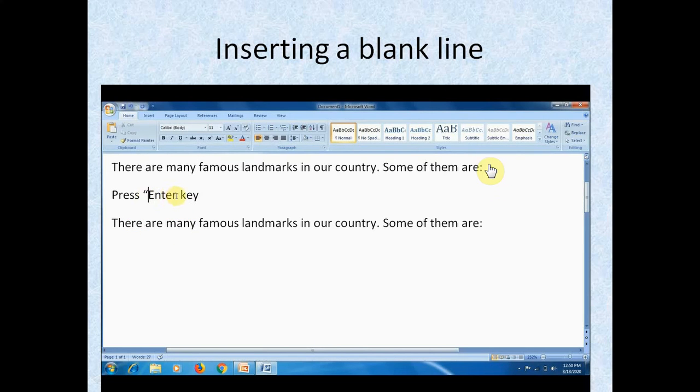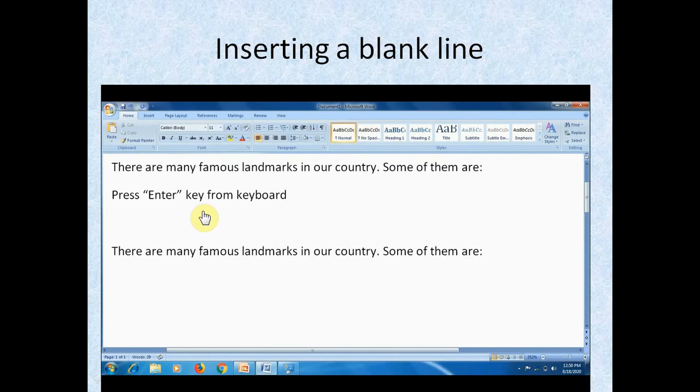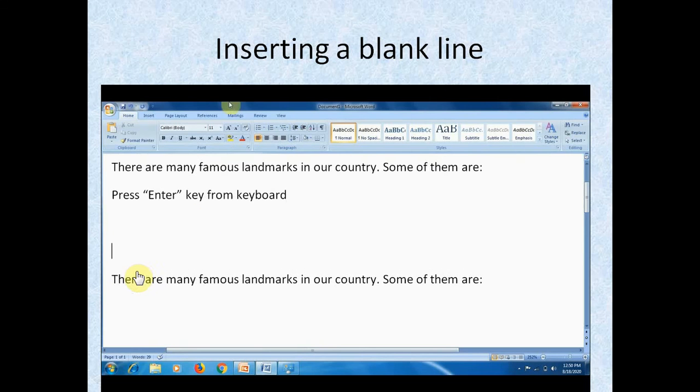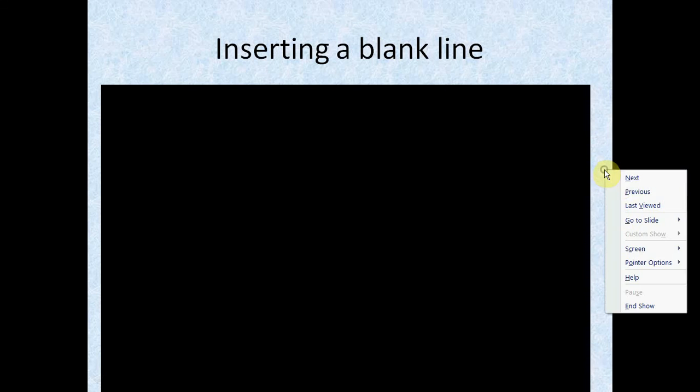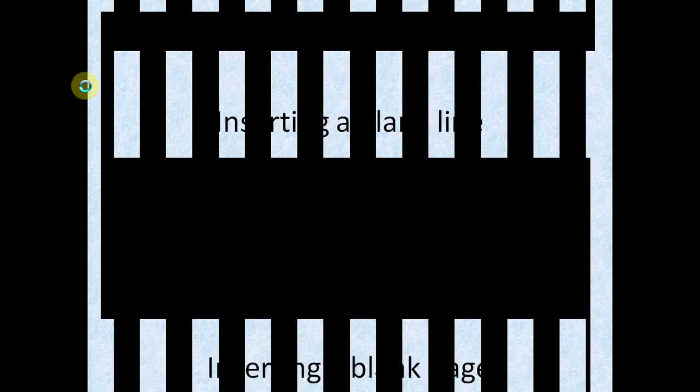We have typed two lines, and if we want space between the lines, or if we want to go to a new line, we have to click after the text and press the enter key on the keyboard. As I am pressing, you can see it. Now let's go to the next one.